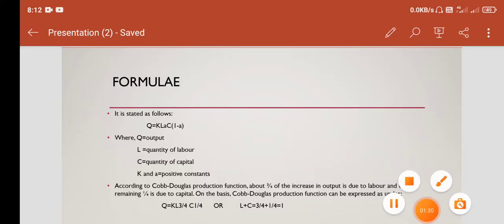Formula: it is stated as follows: Q = K L^a C^(1-a), where Q equals output, L equals quantity of labor, C equals quantity of capital, and K and a are positive constants. They have used only two factors, that is capital and labor.